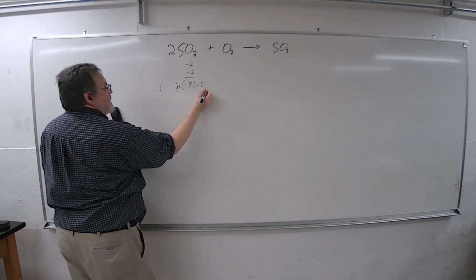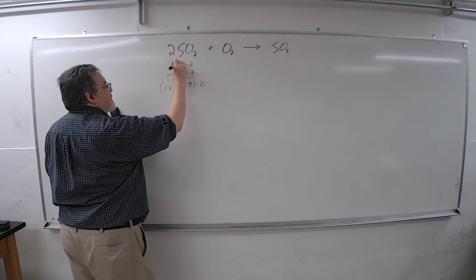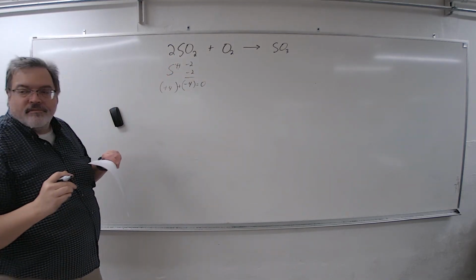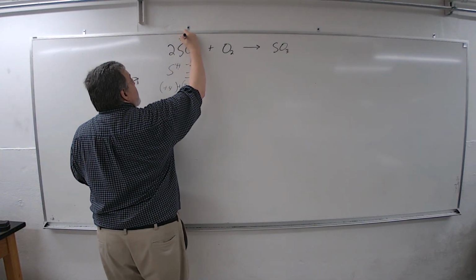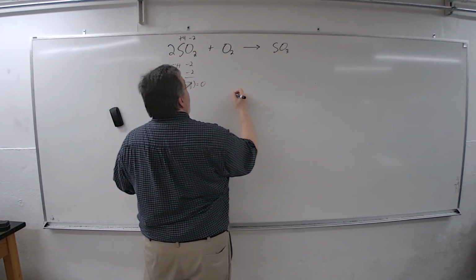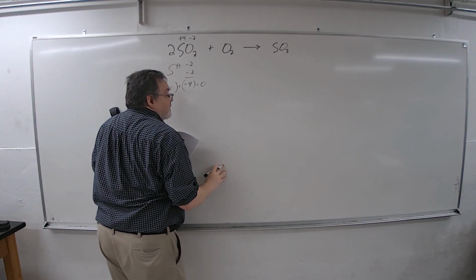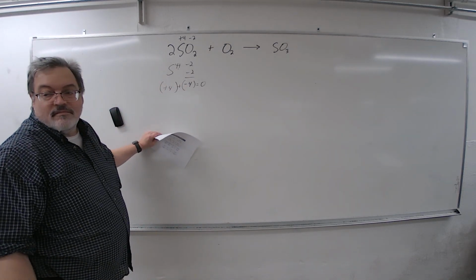I know it's a little screwy, but this is not SO4 2 negative. This is actually neutral. SO2 is actually neutral. Look for the charges if you're worried, because it might look like a polyatomic ion. But we're still going to go through the same process here. Oxygen, there's 2 of them, -2.